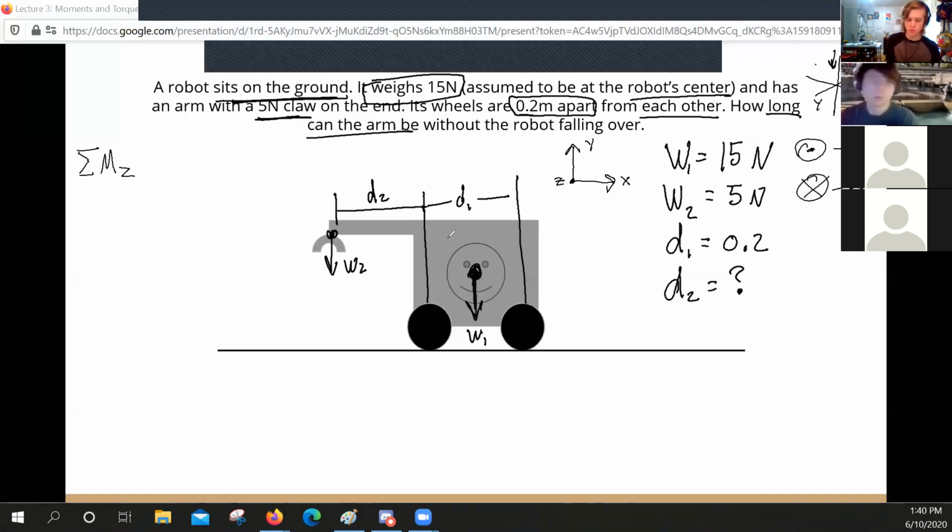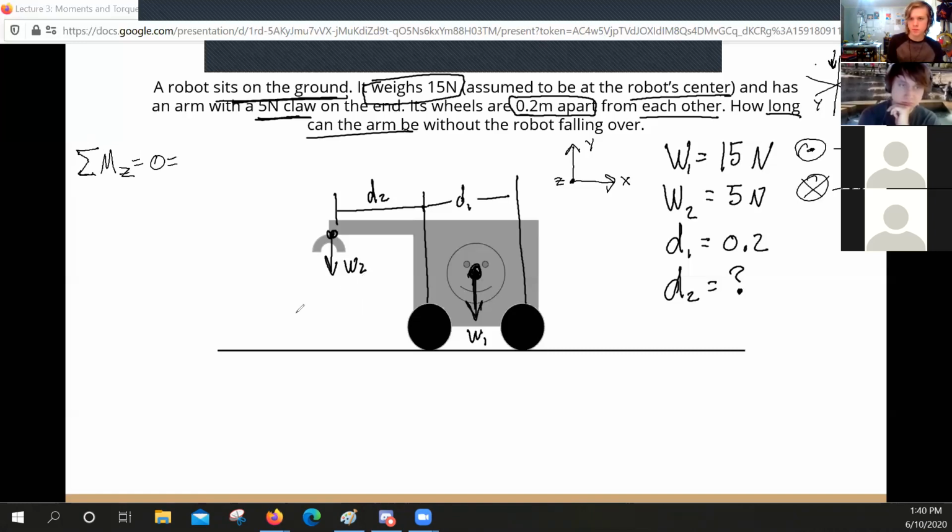So yes, we would be looking at moments on the z-axis, and we can say these equal 0 because we don't want the robot to move. We don't want it to tip over. Specifically, what we're looking at is when it does not tip over. By putting it at 0, we can put it right on the tipping point. So moments about the z-axis equal 0. And I'll put an equals sign here, but we're not going to fill that in quite yet.